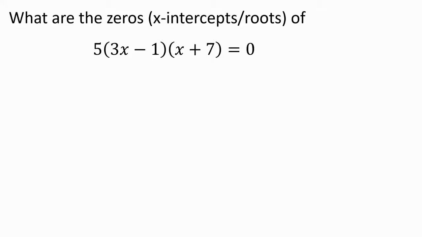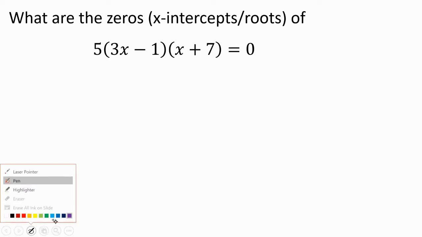In this question, it's asking you what are the zeros of this equation. So remember, just like before, if you ever see that word zeros, x-intercepts, roots, it all means the exact same thing. We're trying to find where the graph crosses the x-axis. So if you didn't know, this is called intercept form because by looking at the factors, you can find the x-intercepts.